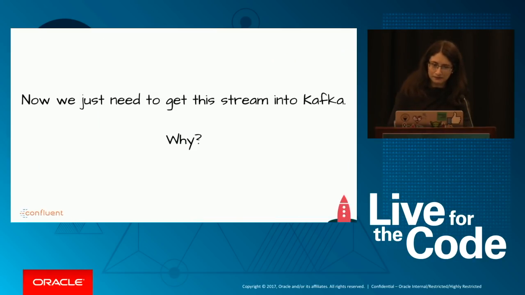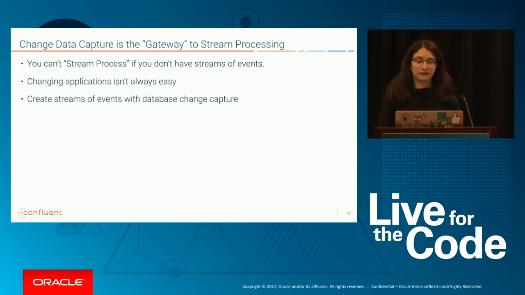So here we go. We have this stream of events in the database. I hope I convinced you that even though you think you have databases, what you actually have are streams of events. But now we have to get these streams of events into Kafka. Why do we need to get these streams of events into Kafka? Because you can actually do cool stuff with that.